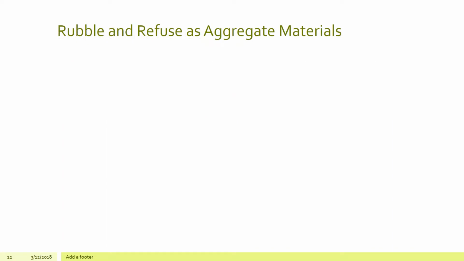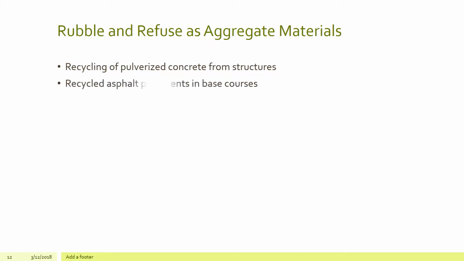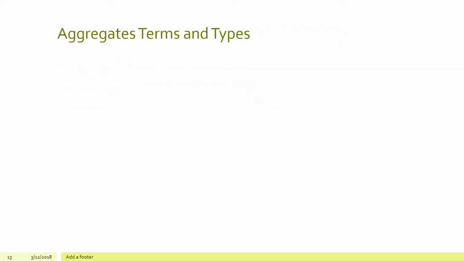Rubble and refuse as aggregate materials. Recycling of pulverized concrete from structures. I think I mentioned this before. We call it R-blend. Recycled asphalt pavements in base courses. Recycled rubber and crushed glass in base courses. Aggregate terms and types that we would have.